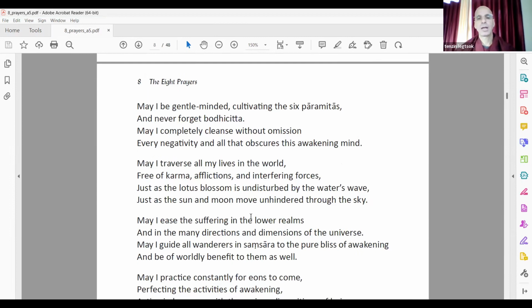May I traverse in all my lives in the world, free of karma, afflictions, and interfering forces, just as the lotus blossom is undisturbed by the water's wave, just as the sun and moon move unhindered through the sky. May I ease the suffering in the lower realms and in the many directions and dimensions of the universe. May I guide all wanderers in samsara to the pure bliss of awakening and be of worldly benefit to them as well.